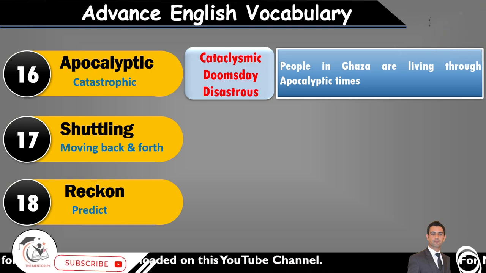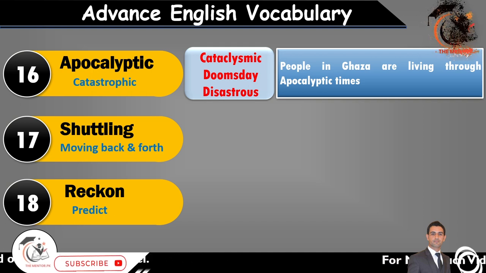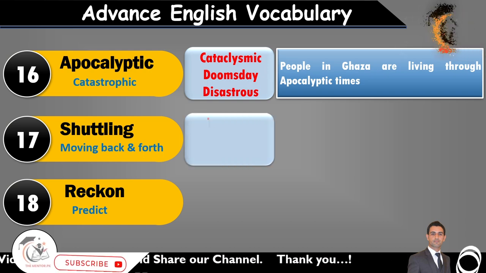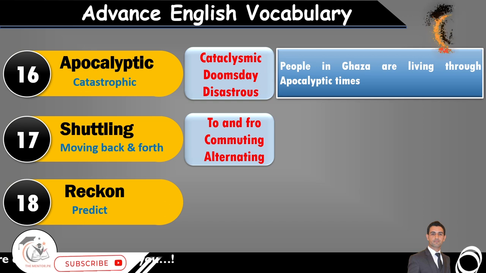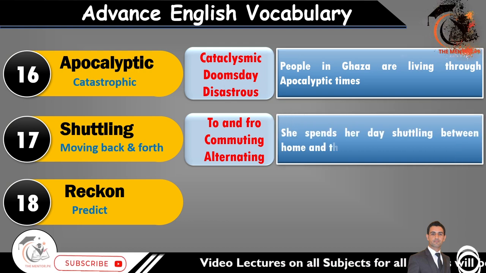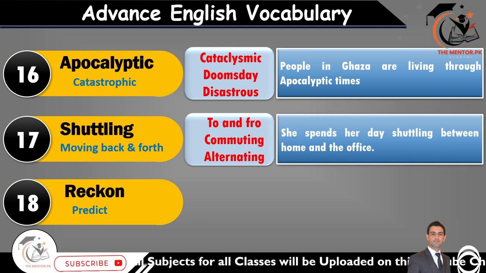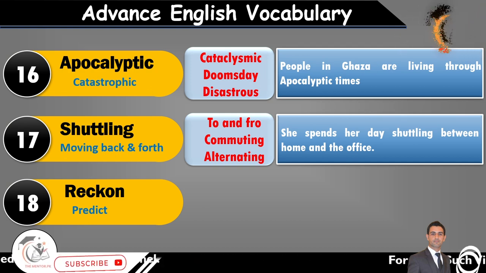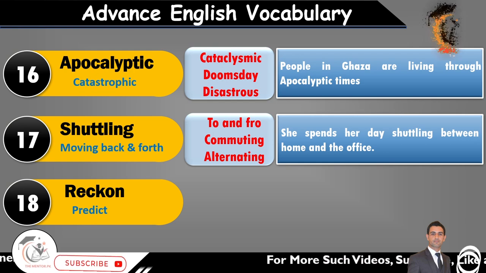The next word is shuttling. Shuttling means moving back and forth, like moving from one place to another place and then back to that place. Its synonyms are to and fro movement, commuting, which is also used in the same sense, and alternating, meaning moving from one place to another place and then back to that place. Its sentence is: she spends her day shuttling between home and the office. It means she moved from her home to the office and then back to her home and then back to the office.